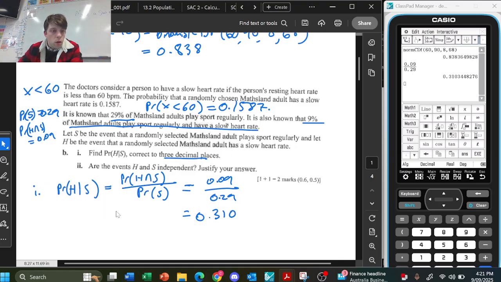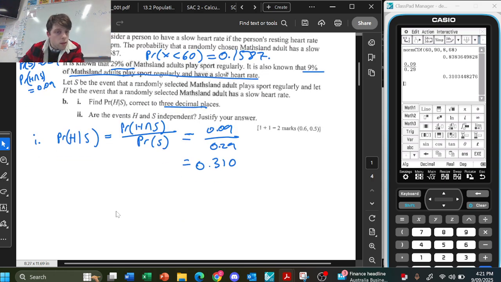Yep, awesome. So moving on to the next question. Sorry, this is about independence. Are the events H and S independent? First up, what does independent mean? What this essentially means is that the probability of the first thing succeeding or failing does not affect the probability of the second thing succeeding or failing.